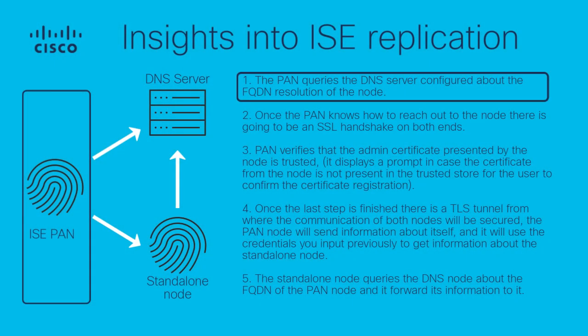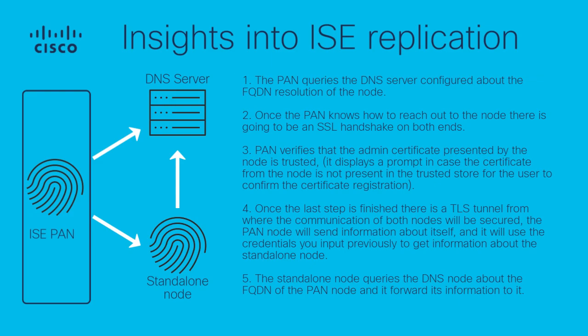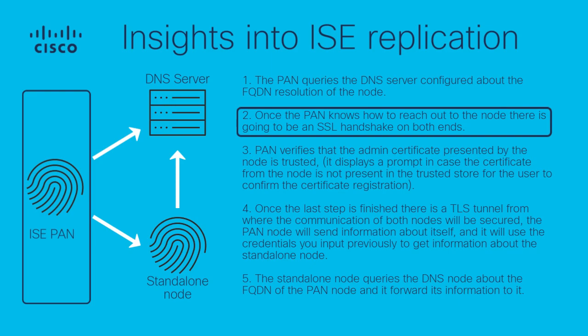In step number 1 from this slide, the ISE primary will perform DNS queries about the node to add. When this process is finished, the primary will start a handshake with the standalone, following an exchange of communication using the information you entered earlier in the registration.